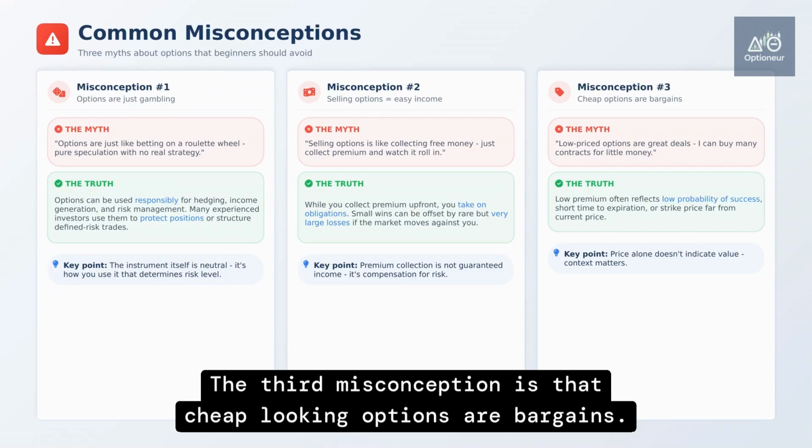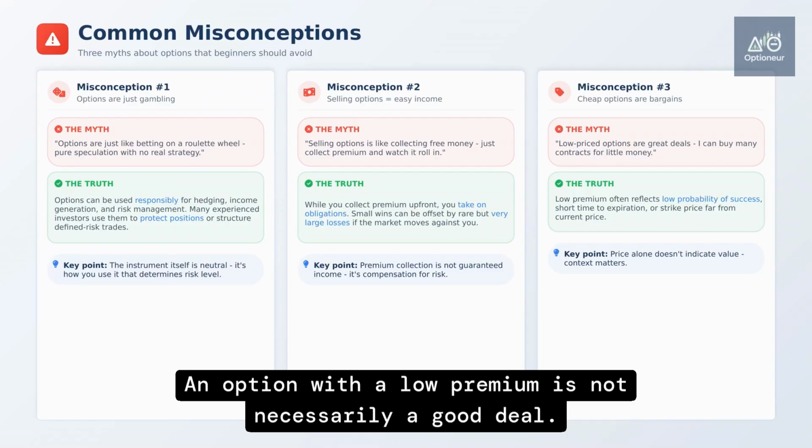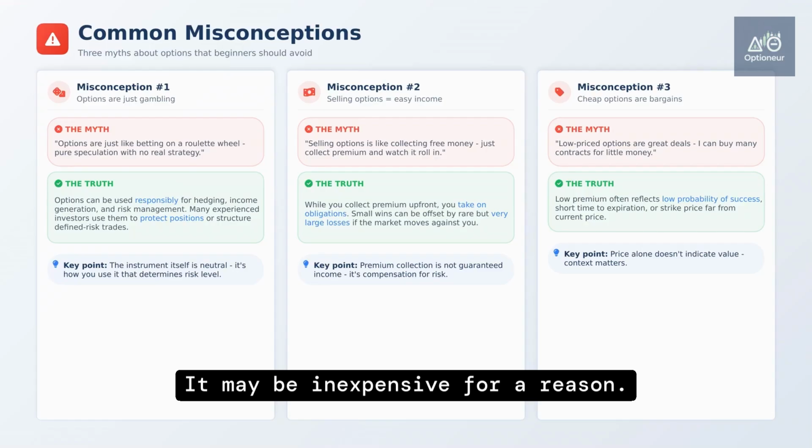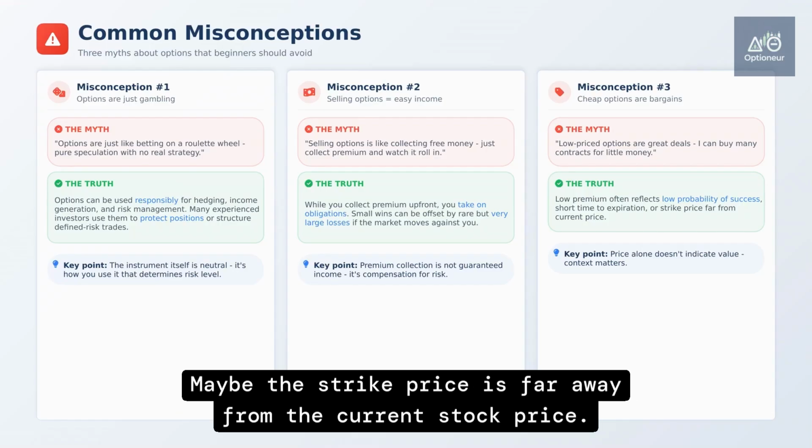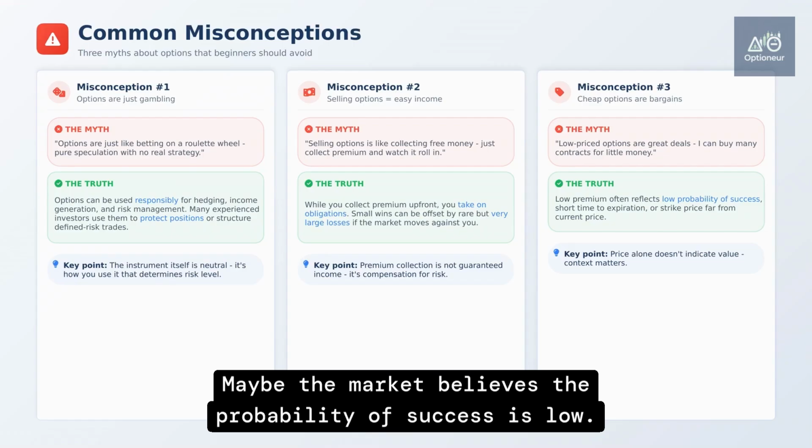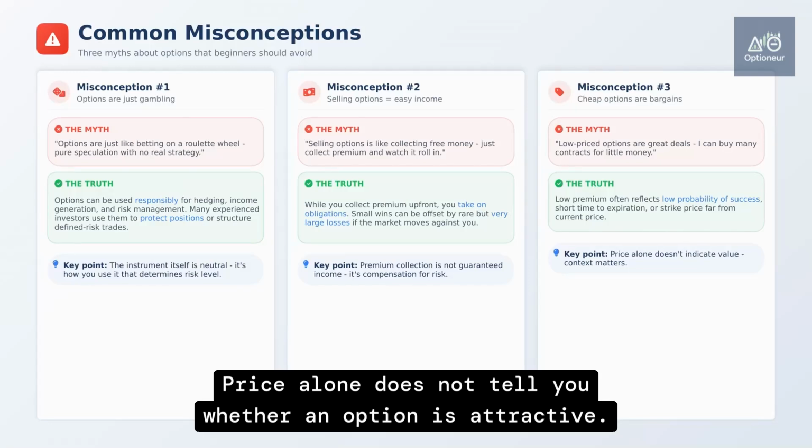The third misconception is that cheap-looking options are bargains. An option with a low premium is not necessarily a good deal. It may be inexpensive for a reason. Maybe expiration is very close. Maybe the strike price is far away from the current stock price. Maybe the market believes the probability of success is low. Price alone does not tell you whether an option is attractive.